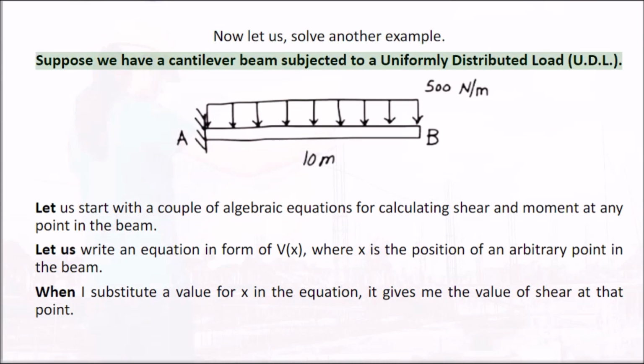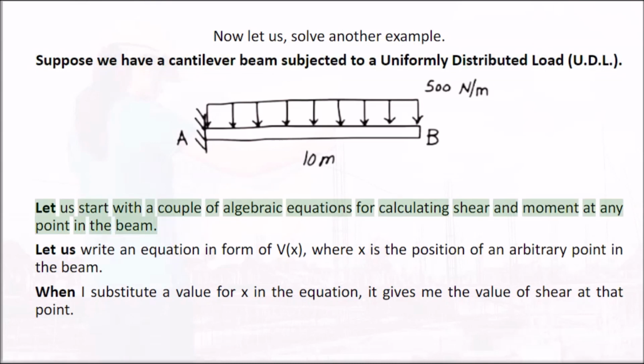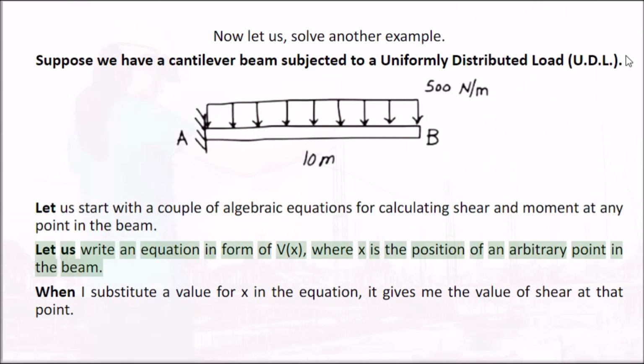Suppose we have a cantilever beam subjected to a uniformly distributed load, UDL. Let us start with a couple of algebraic equations for calculating shear and moment at any point in the beam. Let us write an equation in the form of V(x), where x is the position of an arbitrary point in the beam.